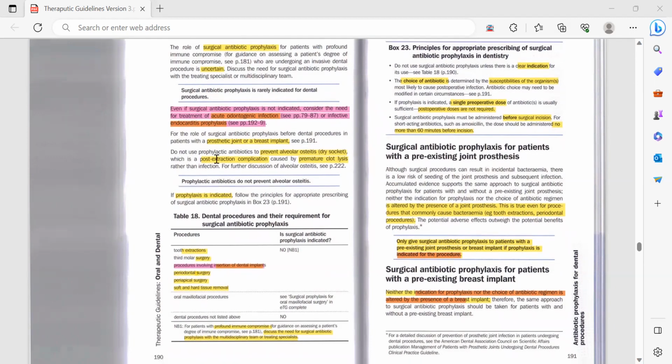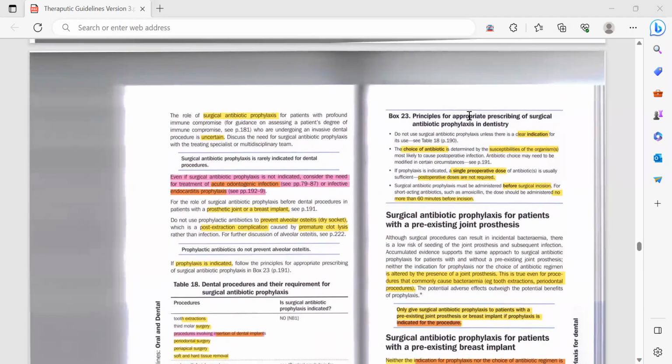Okay, and do not use prophylactic antibiotics to prevent dry socket, because you know dry socket is not an infection, so there is no role for antibiotics to play here. It is a post-extraction complication and that is caused by premature clot lysis rather than infection. If prophylaxis is indicated, you need to follow this principle.